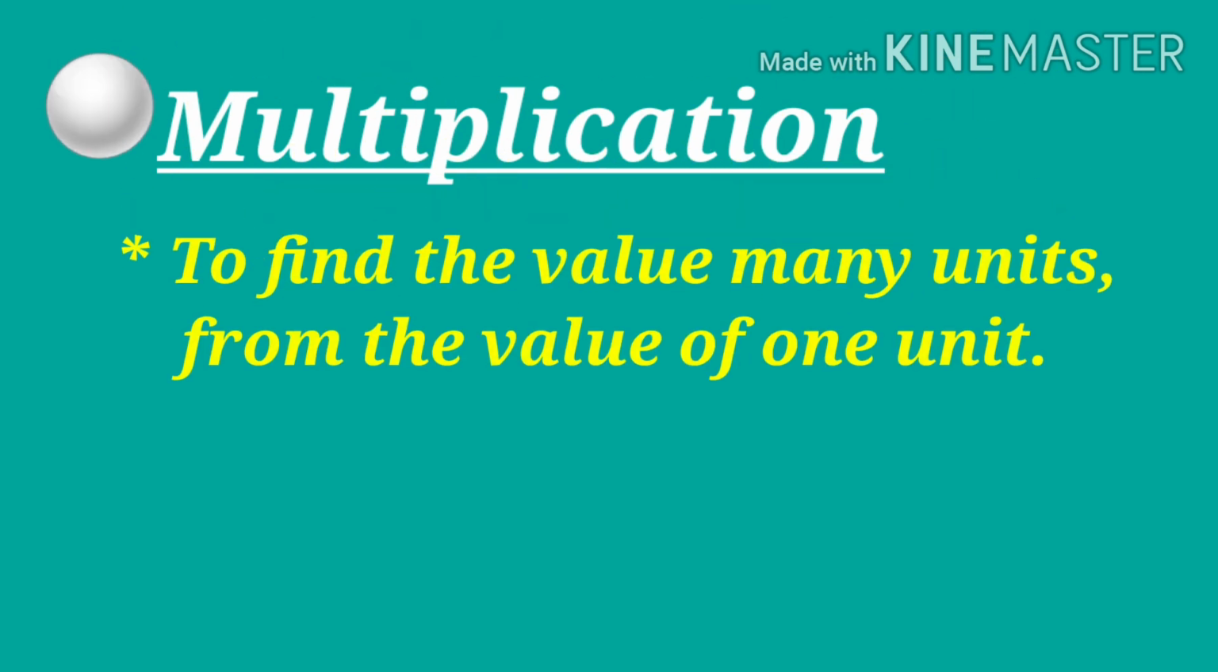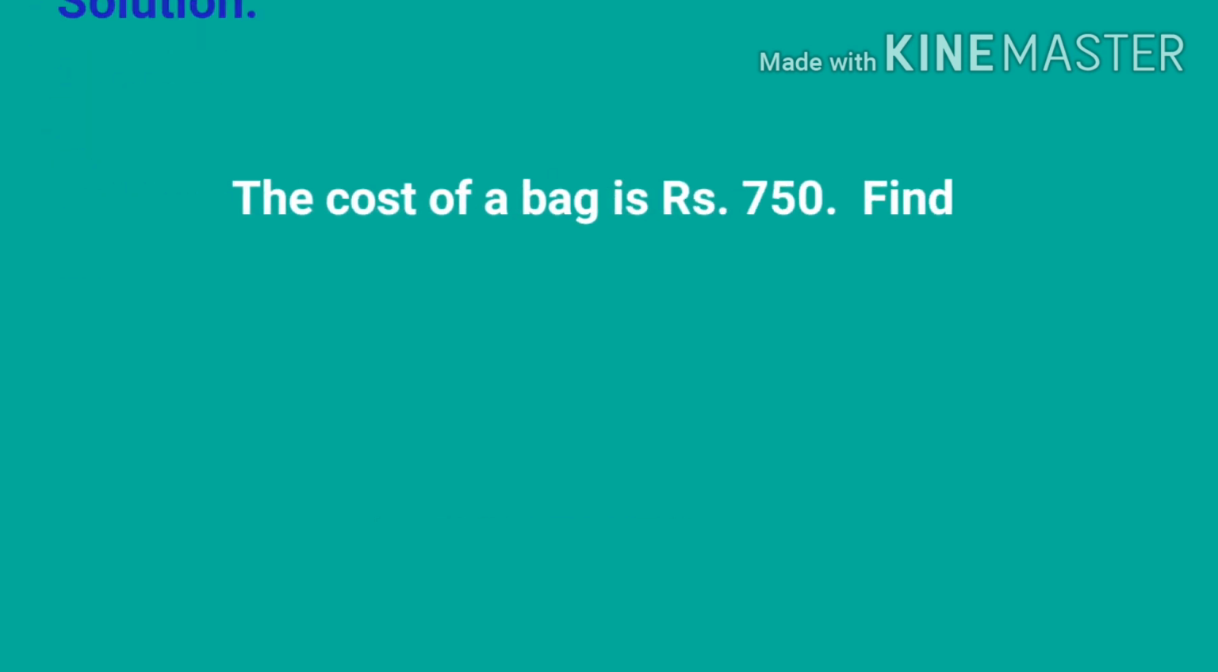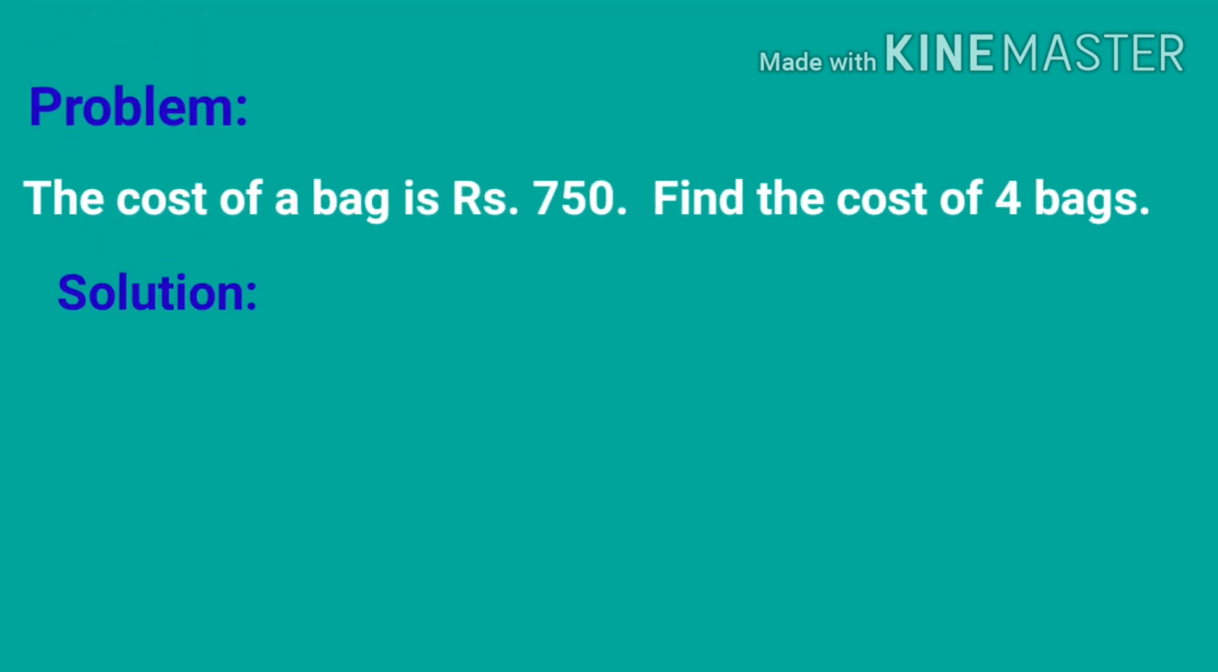Let us see multiplication. In multiplication, we will be given the value of 1 unit. Then we are asked to find the value of many. Children, to find the value of many units from 1 unit, we multiply. It will be more clear with an example. The cost of a bag is 750 rupees. Find the cost of 4 bags.